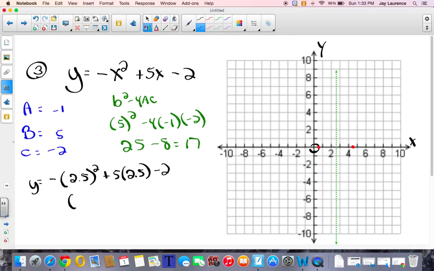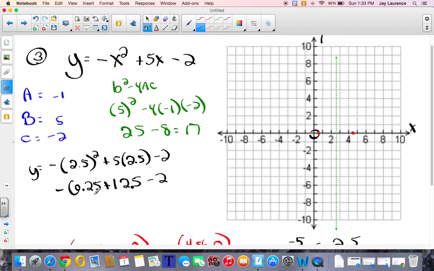Well, 2.5 squared is 6.25. It's going to be a negative. And 5 times 2.5 is going to be 12.5, positive, right? And minus 2. All right, so if I combine these two here, I'm going to get a positive 6.25. Minus 2 will be 4.25. And you notice that the vertex is above the x-axis. 4.25 be right about there. Yeah, so that's what, at 2.5 and then 4.25.